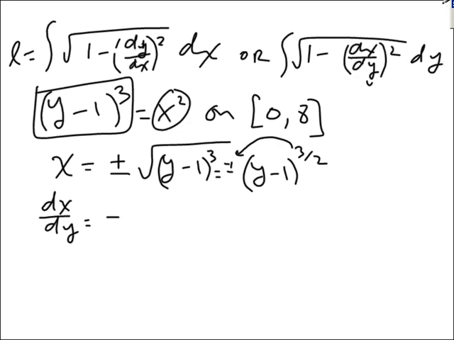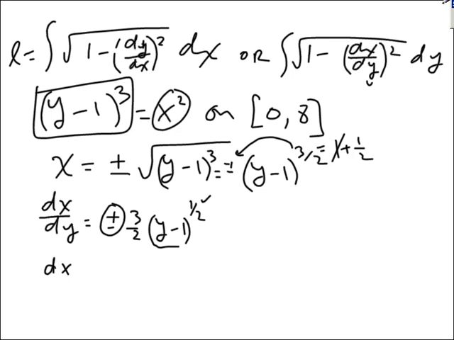Bring down the constant. You get plus minus 3/2 times y minus 1 to the negative... make the new power 1 less. 3/2 is 1.5. Make it 1 less. You just get a half, which is what I put. And the derivative of inside is 1. So that's dx dy. Don't worry about the plus or the minus, because the formula asks us to square it. So plus or minus, when you square it, is plus. 3 over 2 squared is 9/4. And this squared is going to be y minus 1.